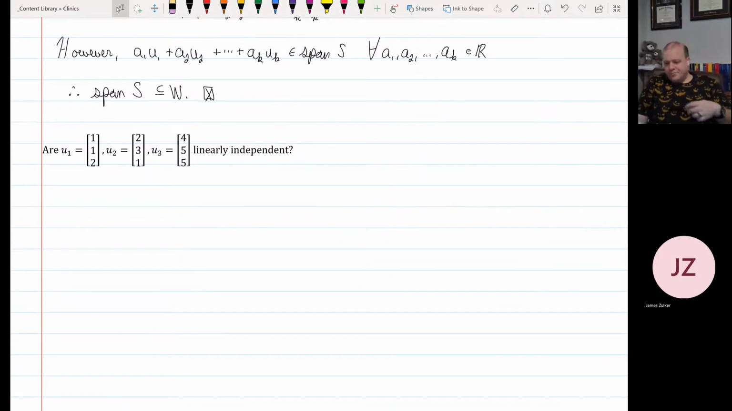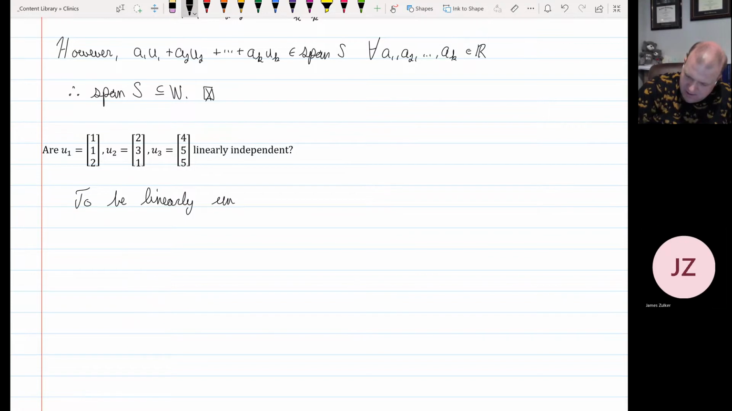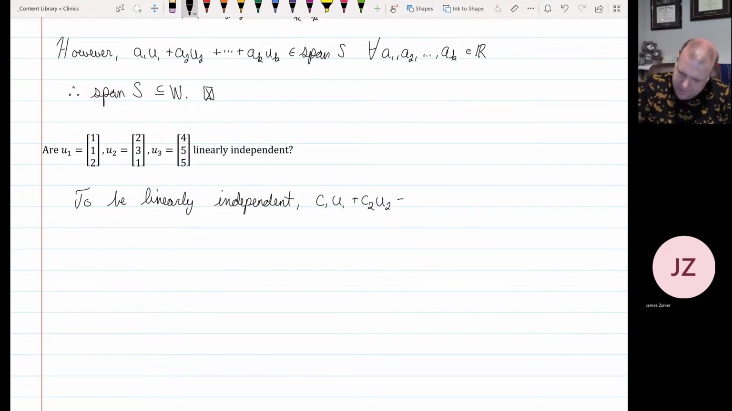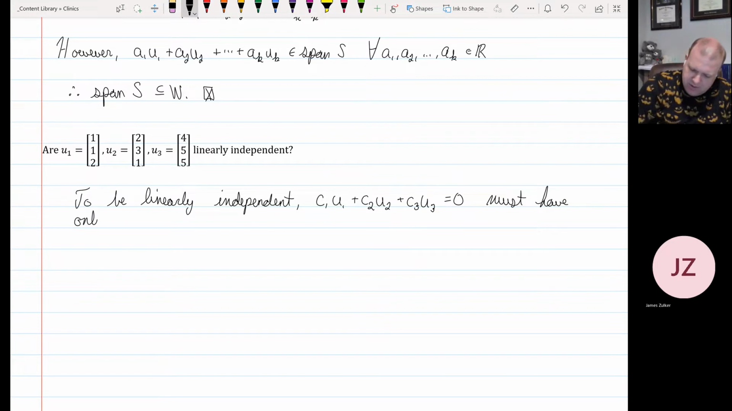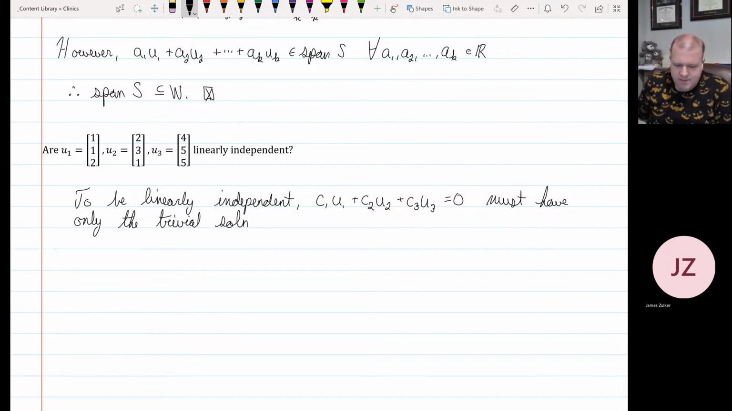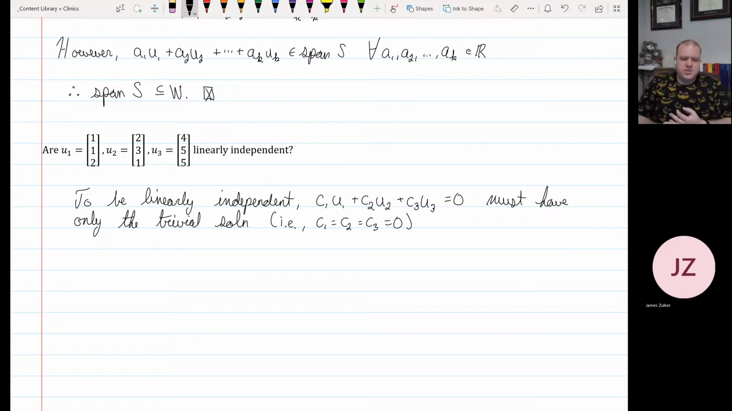All right, now we're asked to determine if this set of vectors is linearly independent. So recall that to be linearly independent, this system must have only the trivial solution. In other words, they all have to be 0. C1, C2, C3 all must be 0.